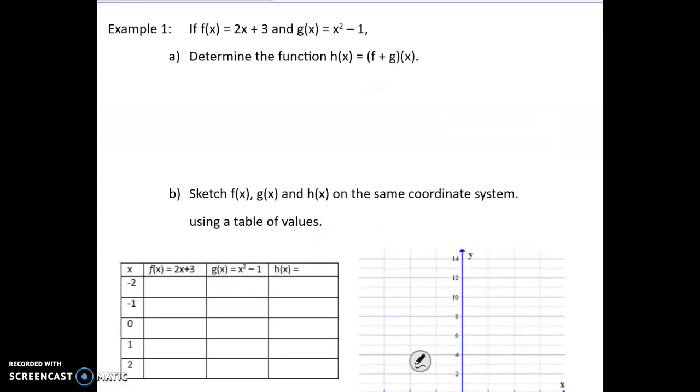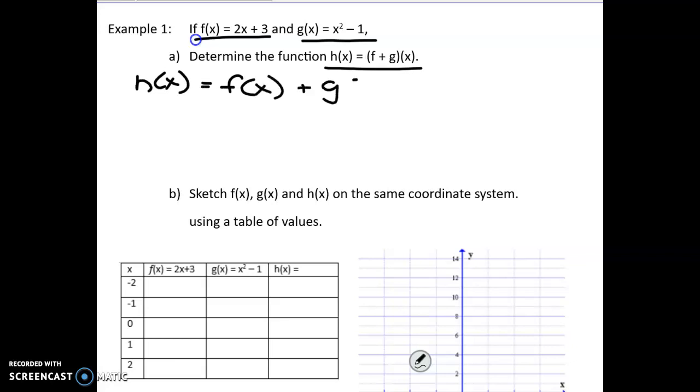So here we go with example 1. We've got f of x is 2x plus 3, and g of x is x squared minus 1. We're going to find the function h of x, which we're calling f plus g. So remember that that means we're going to take f of x and add it to g of x. F of x in this case is 2x plus 3, and g of x is x squared minus 1.